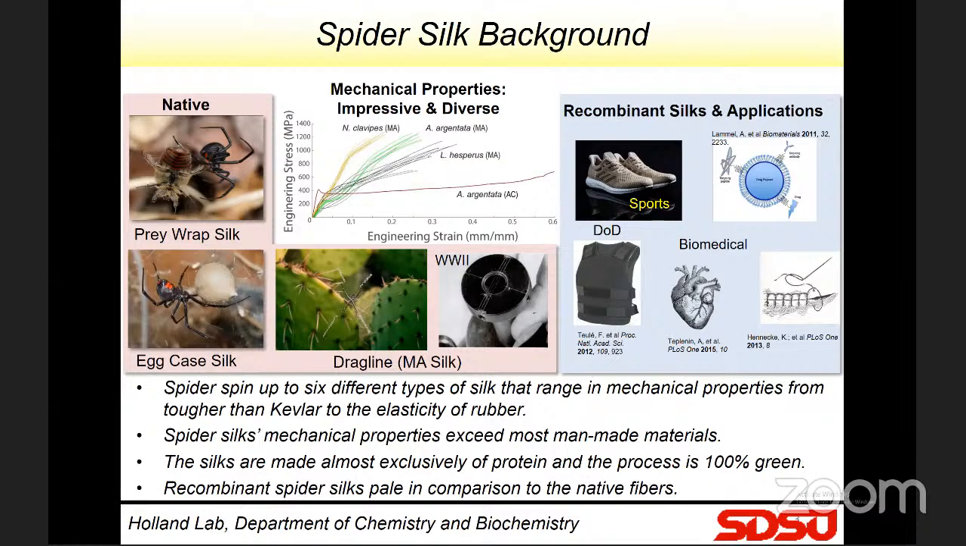Applications moving forward are tremendous. Obviously, the DoD ones like protective clothing, shock-resistant materials. You have your sports. You have your biomedical space, drug delivery devices, suturing materials, grafting for organs, bone grafting, etc. So there's a whole slew of applications if you could harness spider silk in the lab.